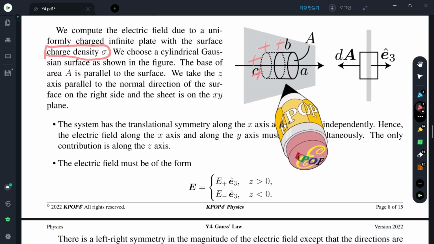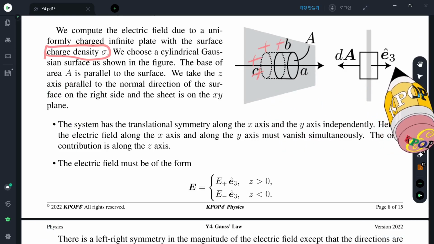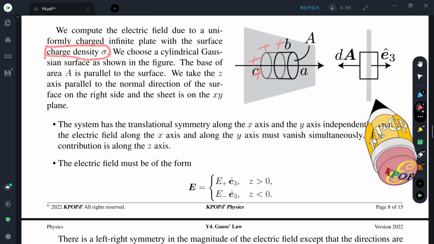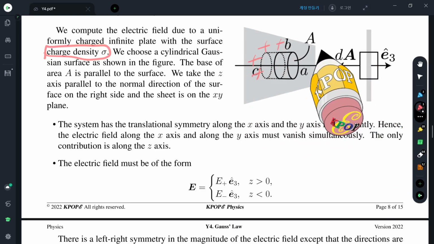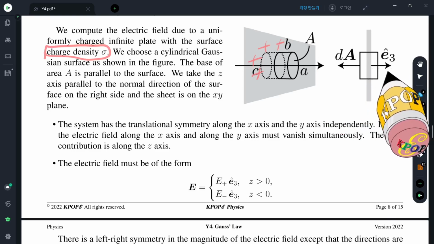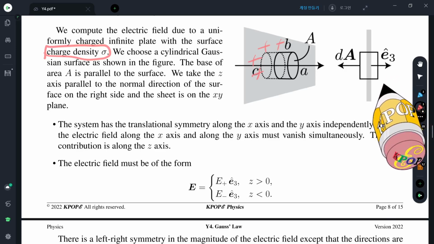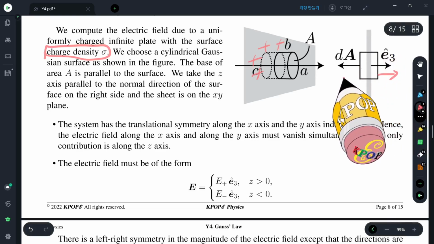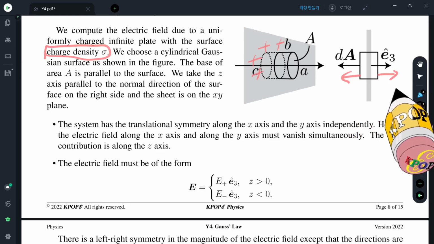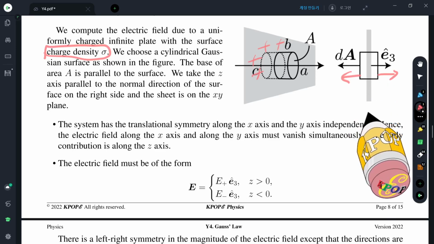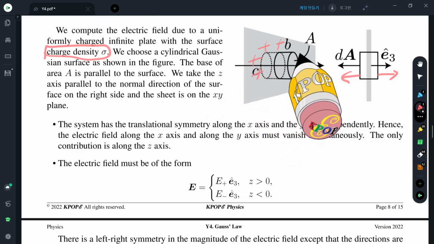If it is uniform, there is no way to have an electric field that is not perpendicular to this plate because of the symmetry. Up and down, right and left, should cancel, and we must end up with the electric field that is normal to the plane. If it is positive, it should be in this way. If the charge density is negative, then it is the other way. Anyway, we have chosen a very tiny, symmetric cylinder.